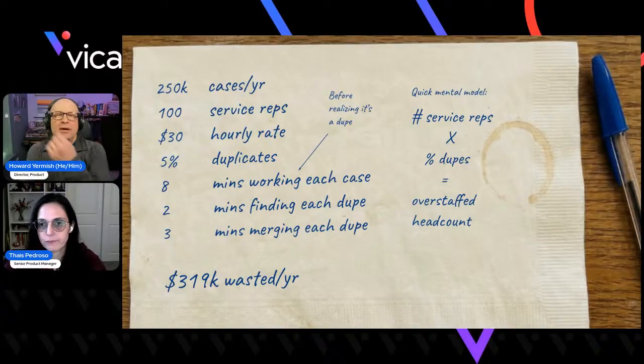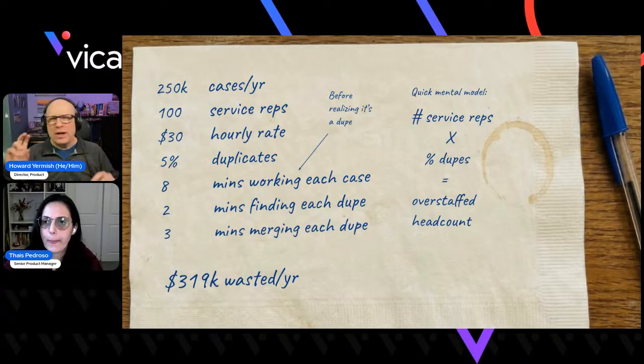Yeah, I mean, if you think about it, the problem here is they don't realize it's a duplicate. So they're going to spend some time working on each case, and then they're going to go, wait a second, I think I may have found a duplicate. Even if they work that case and then have to go looking around because the customer says, oh, I already have a case open, or someone else said this, they have to go find each duplicate, and then they have to spend some time merging each duplicate case. And if you do a little fun calculation, based on the hourly rate, in this scenario you're wasting over $300,000 per year, just in that 5% duplicate rate.